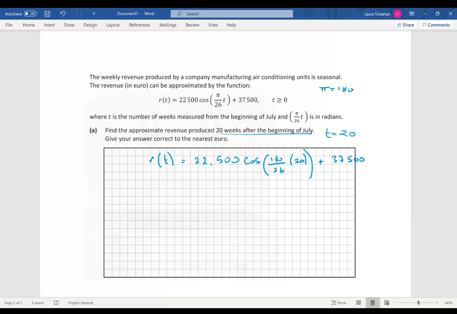So 22,500 times cos, times 180 over 26 multiplied by 20, plus 37500. I'm hoping that I put this into my calculator correctly. The cost to the nearest euro, and be careful with rounding here, is 20,659.